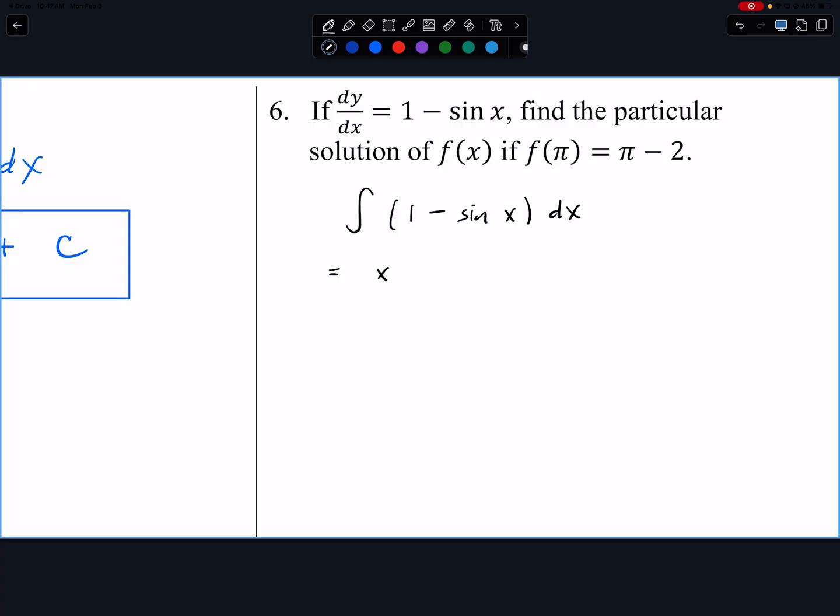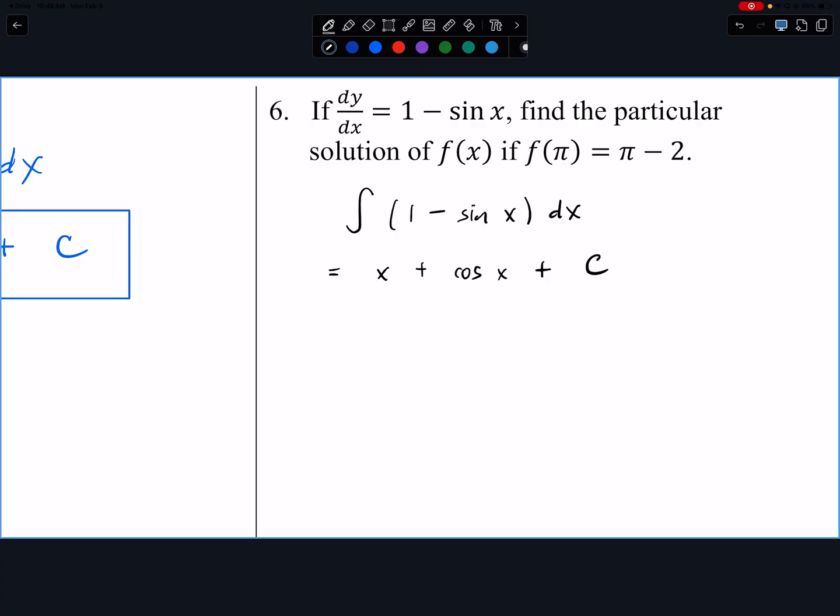Now this one's tricky. Whose derivative would give me negative sine? Cosine. Is it going to be positive or negative? Positive. Good. X plus cosine of x plus c. And if you're not sure, you could, as these get more crazy, you probably don't want to do this, but the derivative of x is 1. The derivative of cosine is negative sine. So we did this correctly.